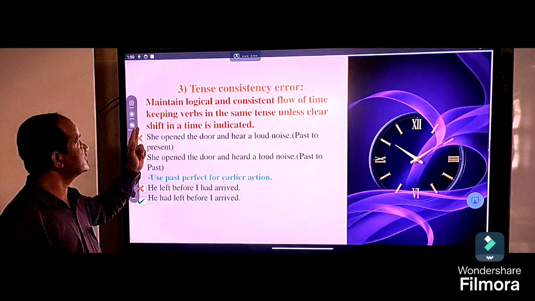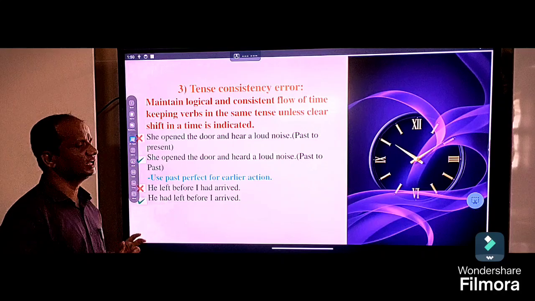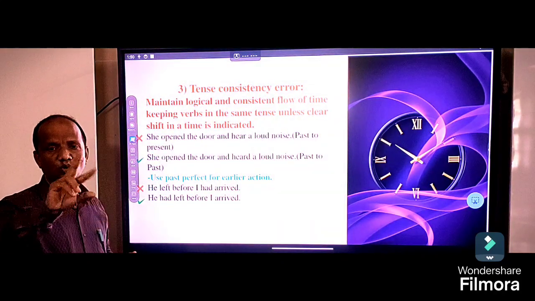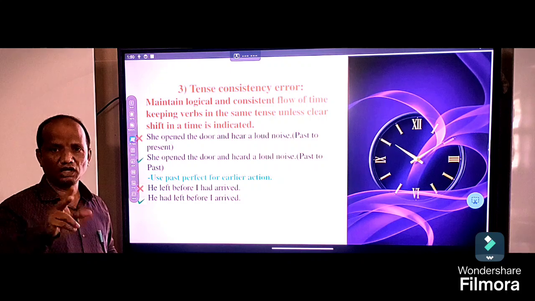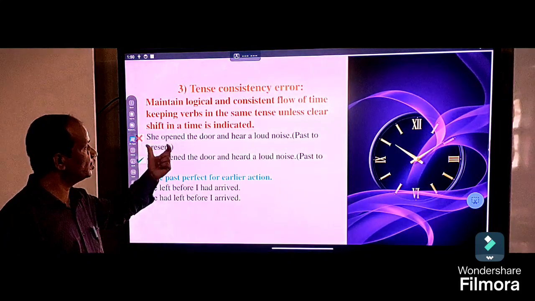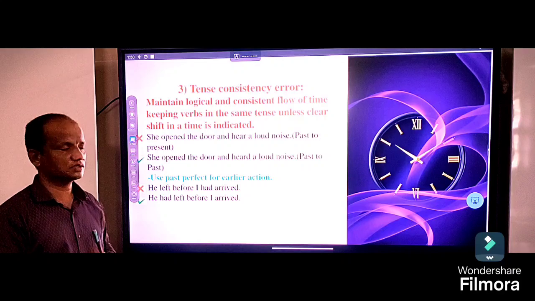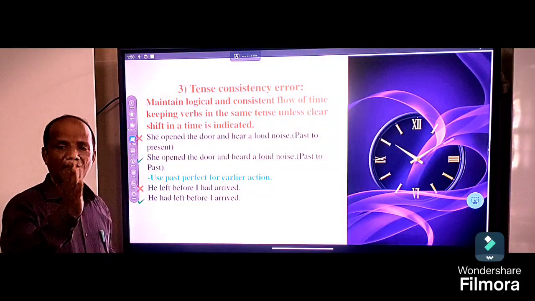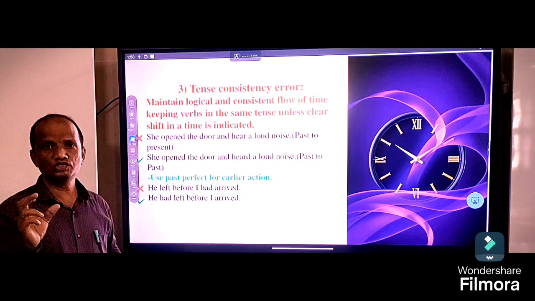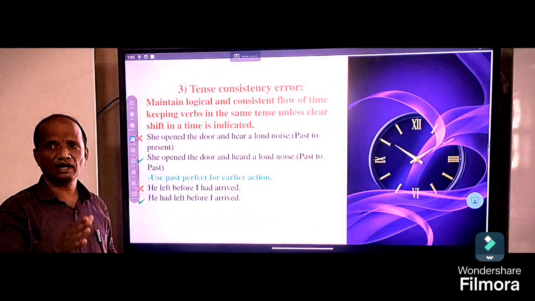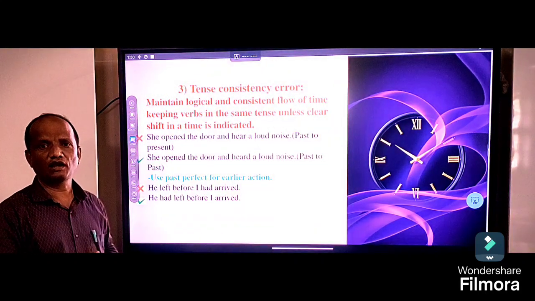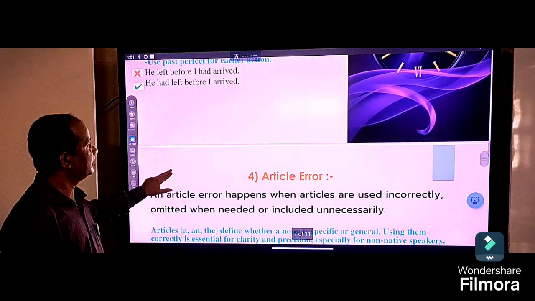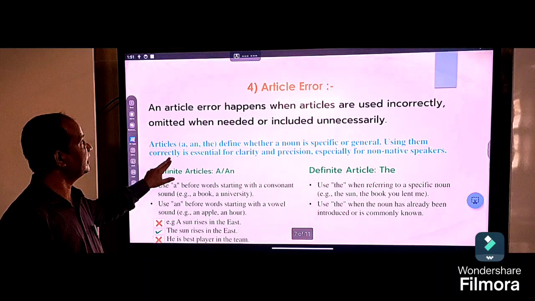So here we have discussed the tense consistency error in the sentences. To identify this error, we have to pay attention to both the clauses, and we have to keep the verbs in both clauses in the same tense. Apart from it, if we are describing past actions, for the action that happens earlier we have to use past perfect, and for the action that happens later on, we have to use simple past tense. After it, we are turning towards article error.